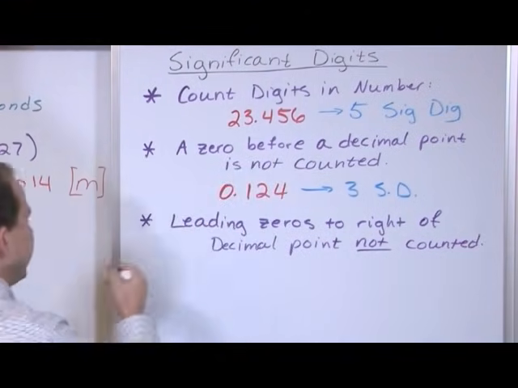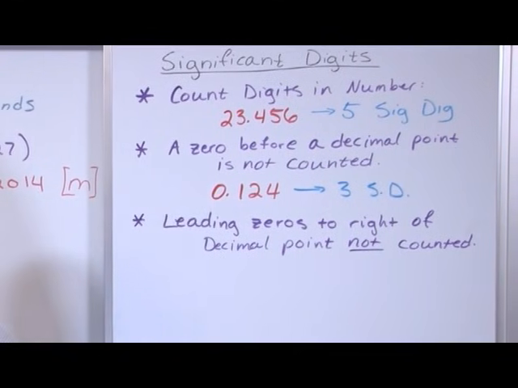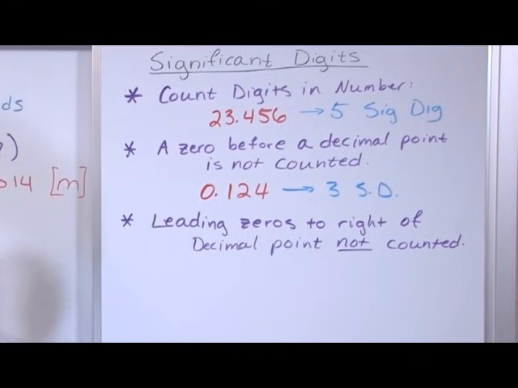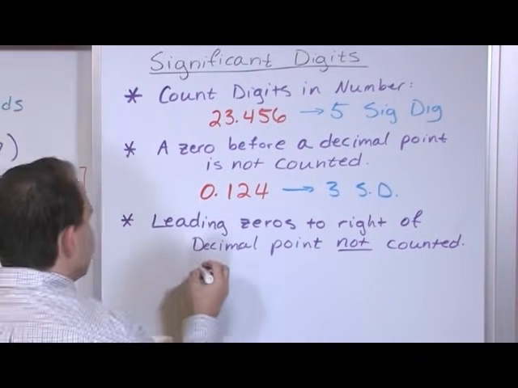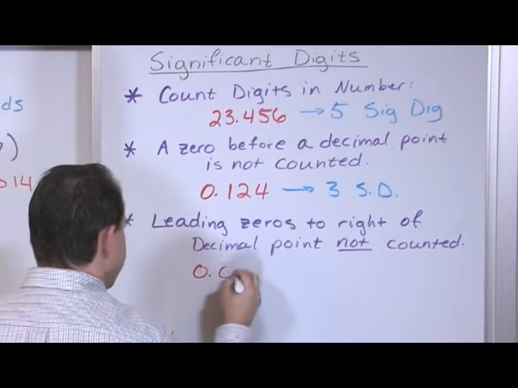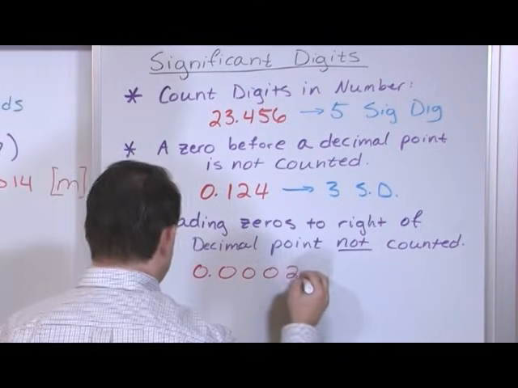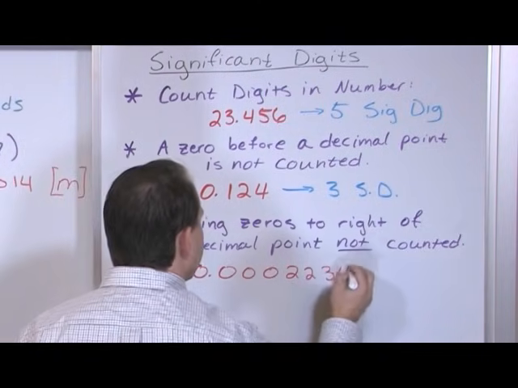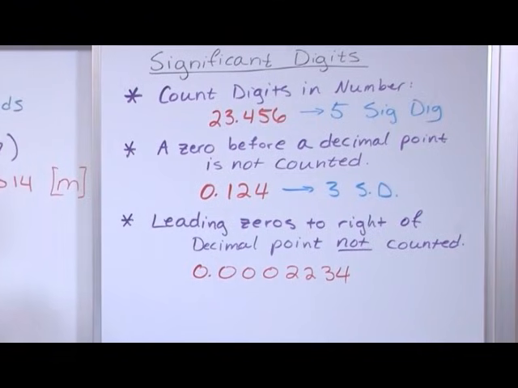And again, it's dealing with zeros. So I told you zeros are a little bit special. Let me give you an example of that. What if I have 0.0000223? How many significant digits is this guy?